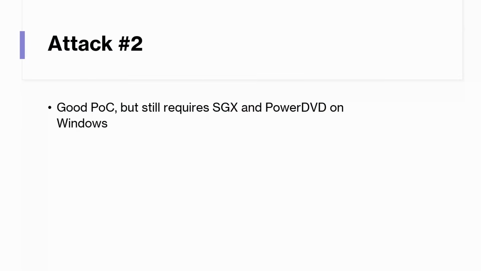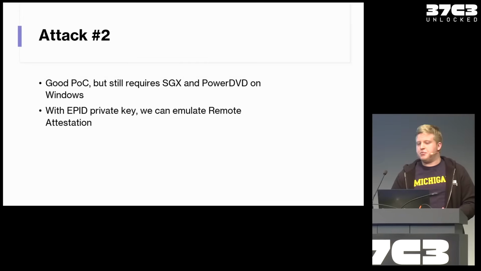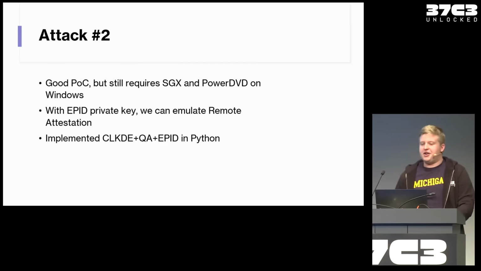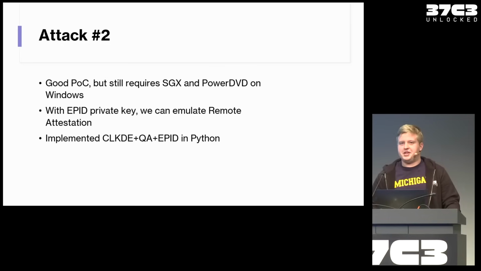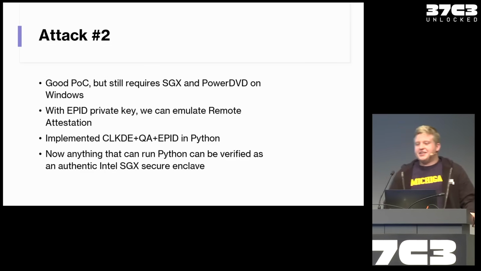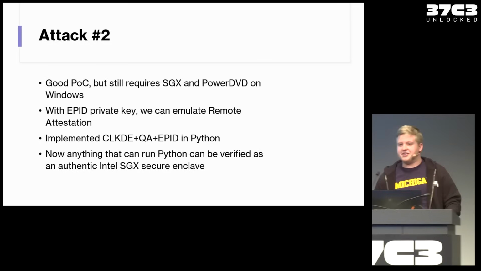Let's try something else. This is a good proof of concept, but again, it still requires SGX on this platform. It requires PowerDVD. It requires Windows. Since we're still running the actual PowerDVD software enclaves, we're just messing with the quotes. But since we have the EPID private key, we can just emulate remote attestation in its entirety. So that's what I did. I implemented a CLKD functionality, the quoting enclave functionality, and all of the EPID crypto in Python. So if you can run Python, congratulations, you're now an authentic Intel SGX secure enclave.